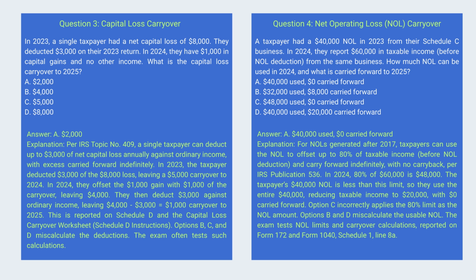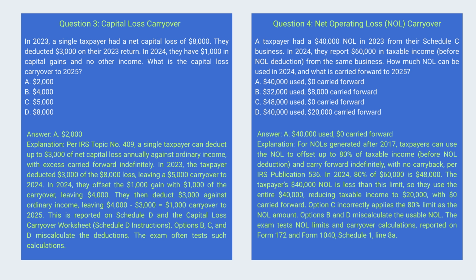Correct answer is option A, $2,000. Per IRS topic number 409, a single taxpayer can deduct up to $3,000 of net capital loss annually against ordinary income with excess carried forward indefinitely.